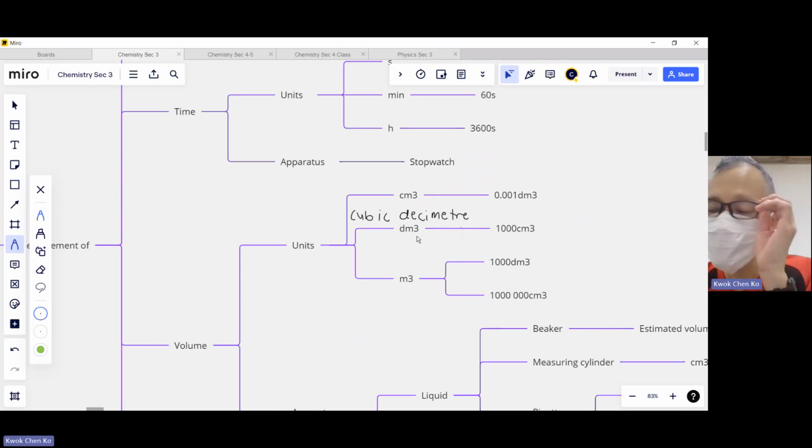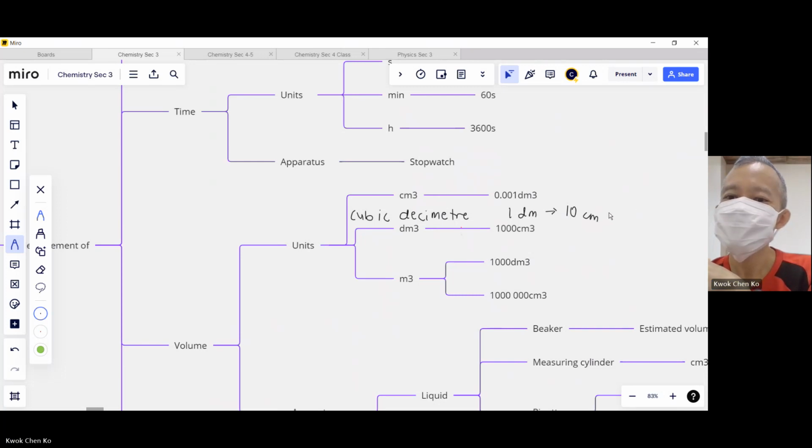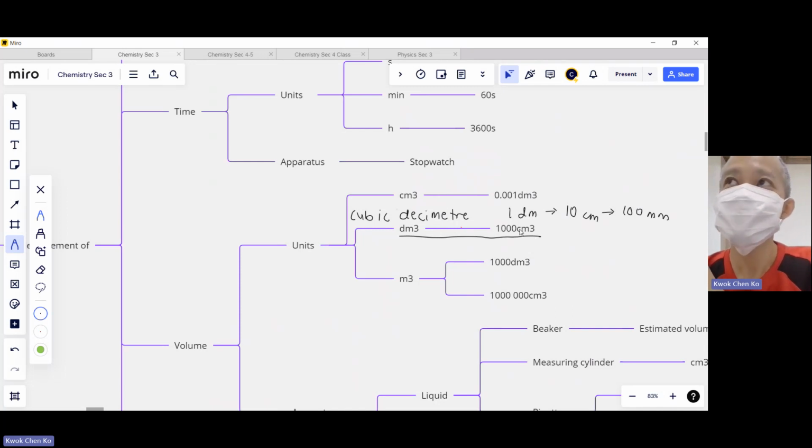Now, for chemistry, it's always dm cube. But it's also good to know what is 1 dm. Basically, 1 dm is 10 cm. Or of course, it means 100 mm. And what I want you to know, especially, is this one: 1 dm cube is 1000 cm cube. This one you must know.